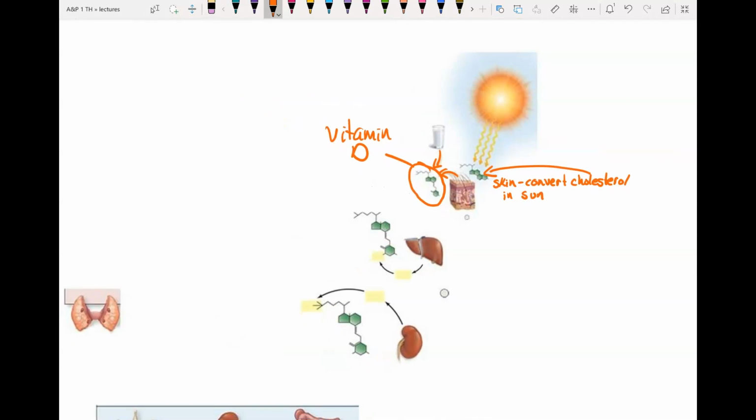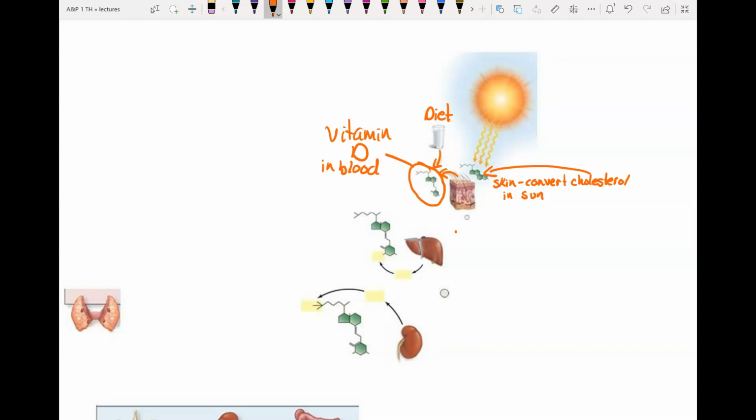The other way to get it is from your diet. So they have a picture here of a glass of milk as representative, but there are a lot of different foods that contain vitamin D. Either way, you end up with vitamin D in your blood. So if you're sitting out in the sun and your skin's making it, or if you're drinking a glass of milk or eating some other food with vitamin D, either way, you now have vitamin D in your blood. Your blood is flowing through your body and it's going to go through all your organs.